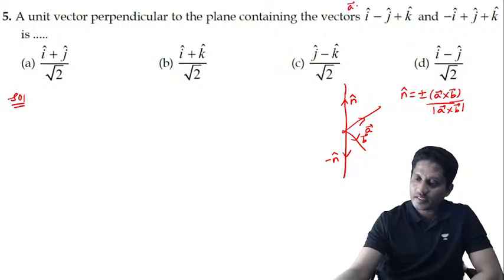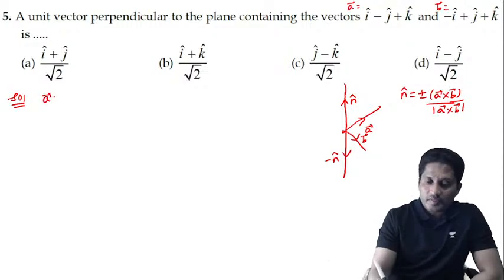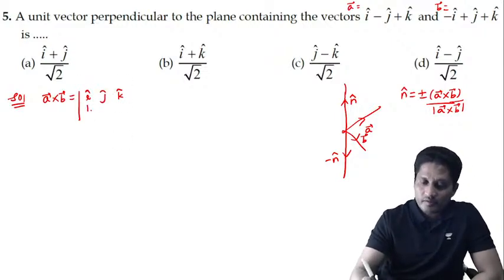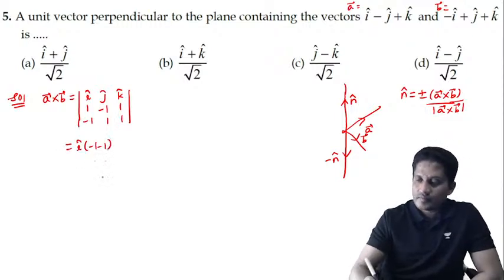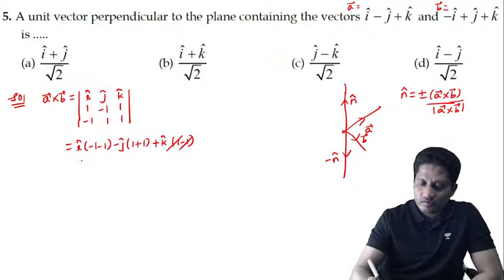Now I substitute for the unit vector perpendicular to the plane containing A and B. I take this as vector A and this as vector B. Now I'll take A cross B, which is the determinant of components i, j, k. Components of A are 1, minus 1, 1. Components of B are minus 1, 1 and 1. I into delete first row, first column, you get minus 1, minus 1. Minus J into first row, second column, you get 1 plus 1. Plus K into first row, last column, you get 1 minus 1. Anyway, this is 0. You get minus 2i, minus 2j.